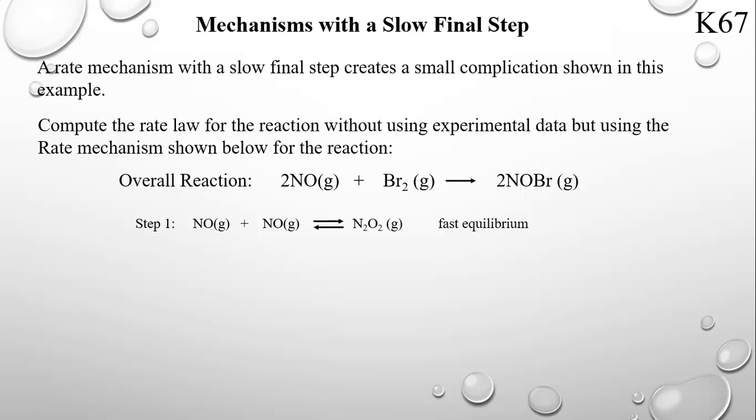And we're going to say that's the fast step. Step 2 is the slow step. And it's N2O2 plus Br2 is going to give you your final product in the overall reaction, which is 2NOBr. Okay, so something that you're going to learn more about after Thanksgiving is those double arrows there.